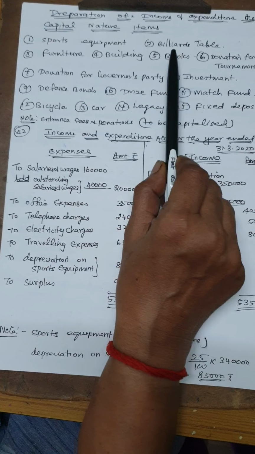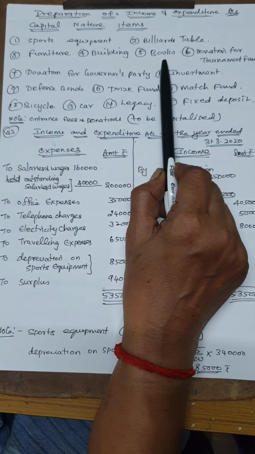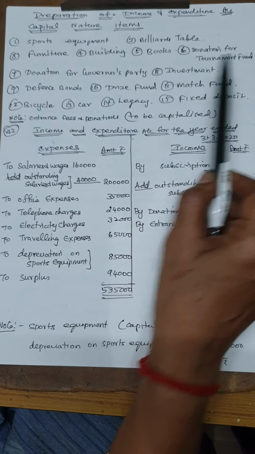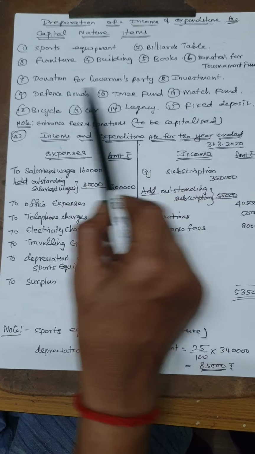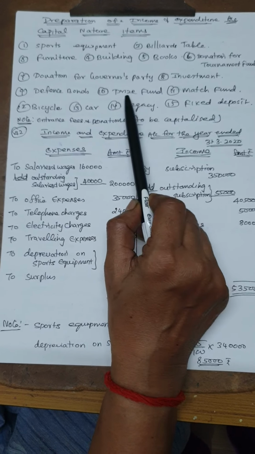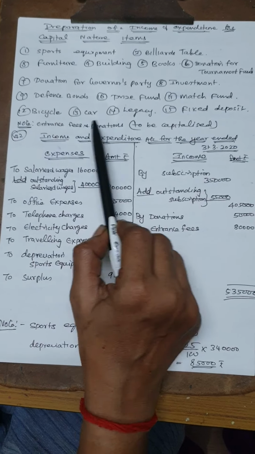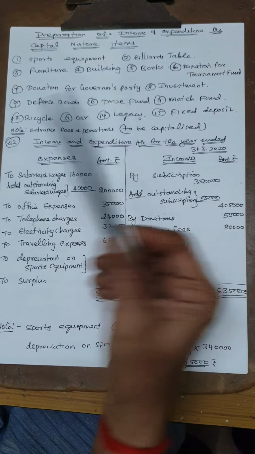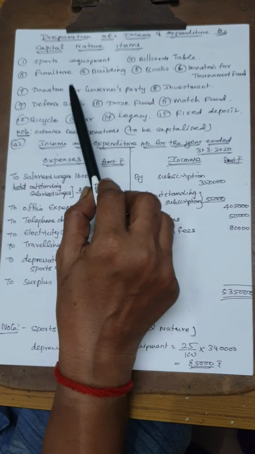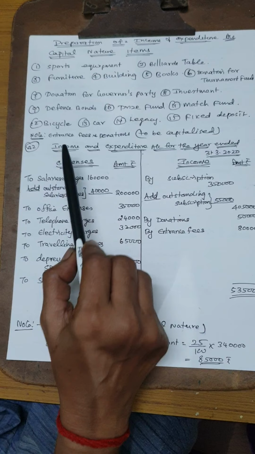Sports equipment, billiards table, furniture, building, books, donation for tournament fund, donation for governor's party, investment, defense bonds, prize fund, match fund, bicycles, car, legacy, fixed deposit. All this will be treated as capital nature item. So you should ignore this.